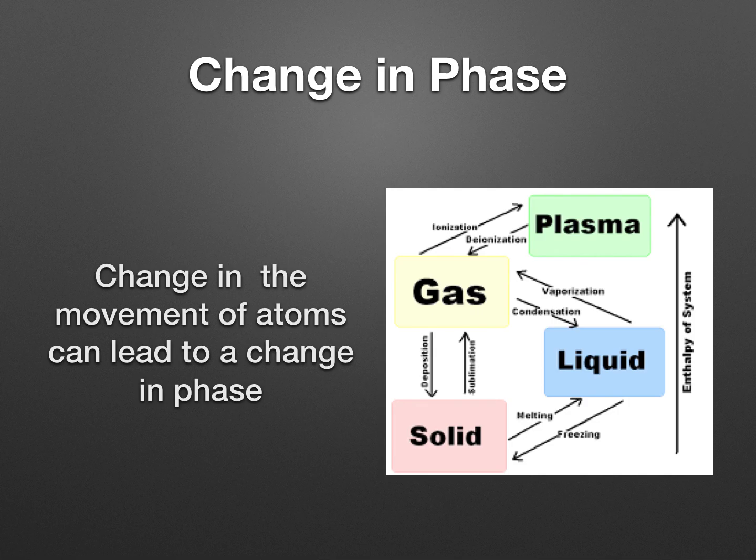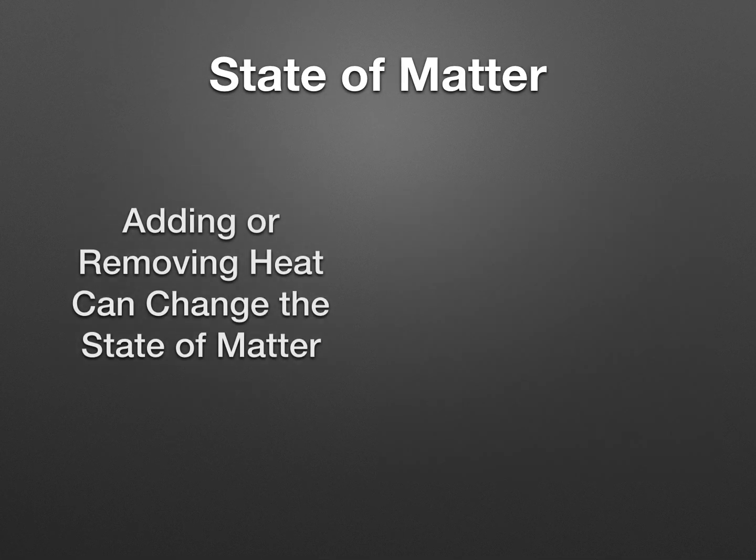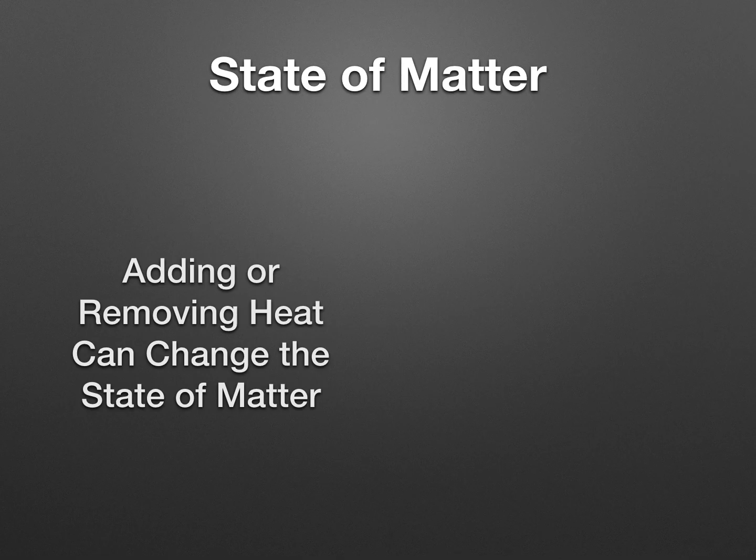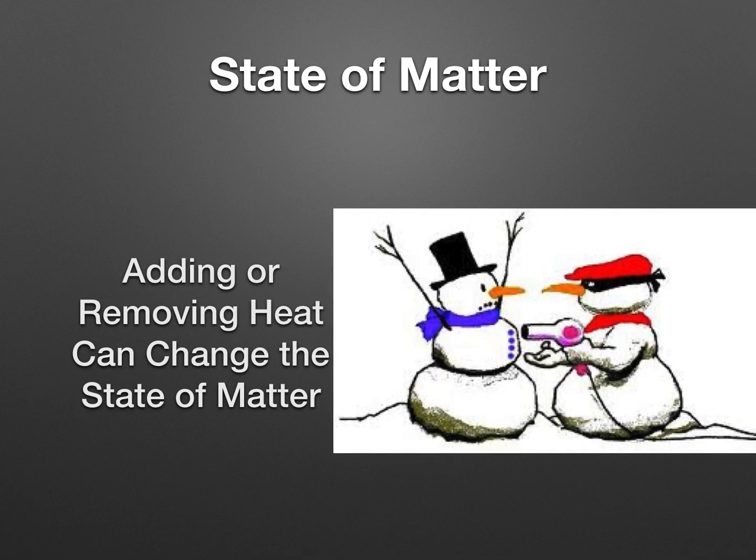And this will lead to our last definition, which is state of matter. Adding or removing heat can change the state of matter. And I have a picture of two snowmen. One's holding up the other one with a hairdryer, because if that guy does not give that robber his carrot nose, she will turn the hair blower on and it will melt him, causing a change in state.